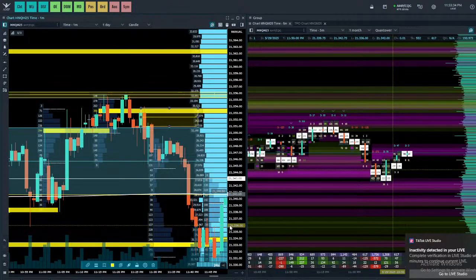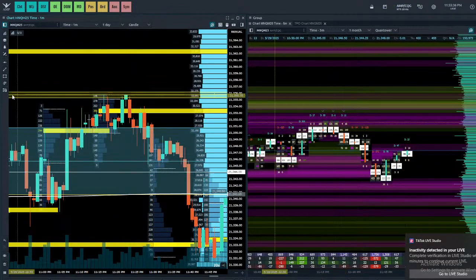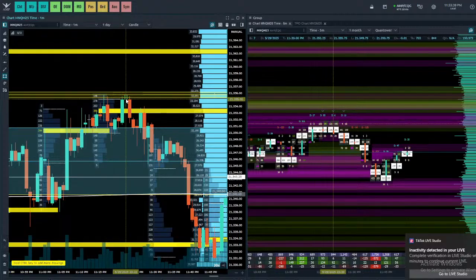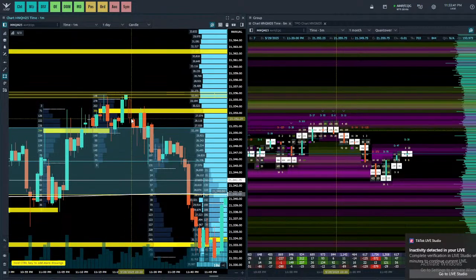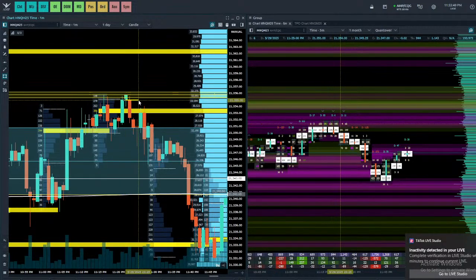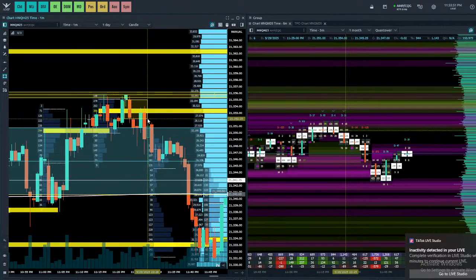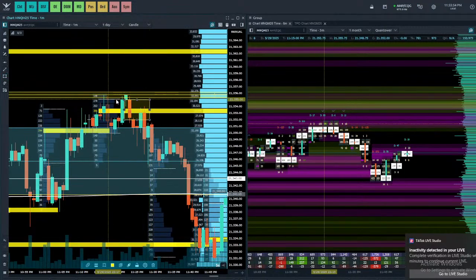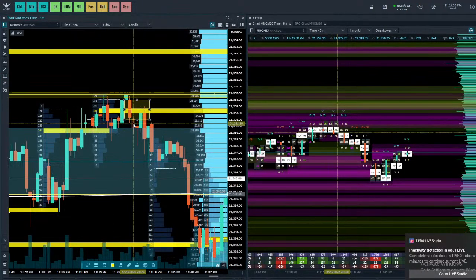Wait. Order block. It created a fair value gap. That order block moved down, rejected, created a fair value gap. We retested in that zone. Oh, the live ended.